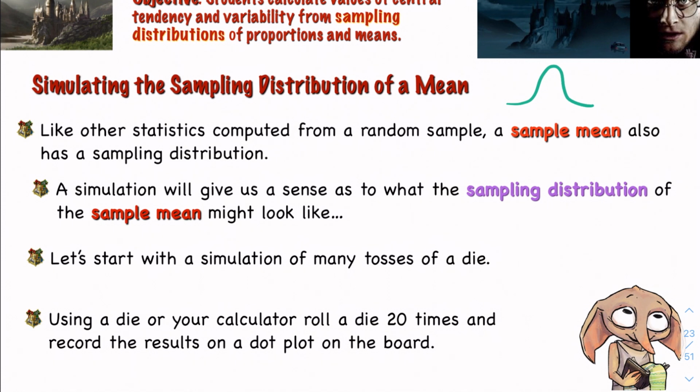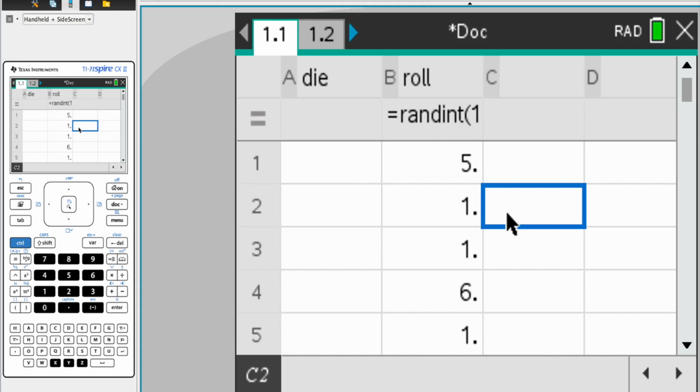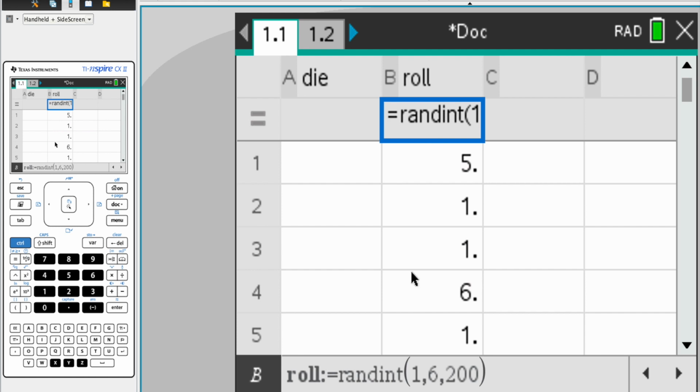So if we were all in person, I would say, let's start with a simulation of many tosses of a die. So using a die on your calculator, roll a die 20 times. Now, to keep you just a little bit active, why don't we pull up our friendly neighborhood TI Inspire and look at what we have here. So I just pulled up a list in a spreadsheet, and I said roll. And I said a random integer from 1 to 6, and I want to do it, let's say, 20 times. That's what we asked you to do.